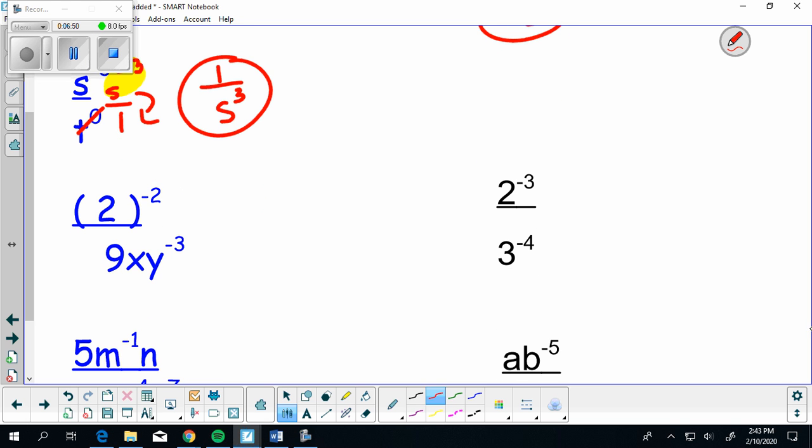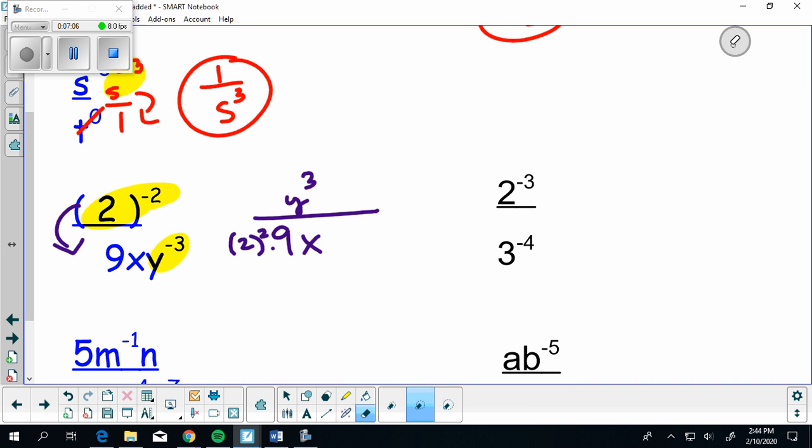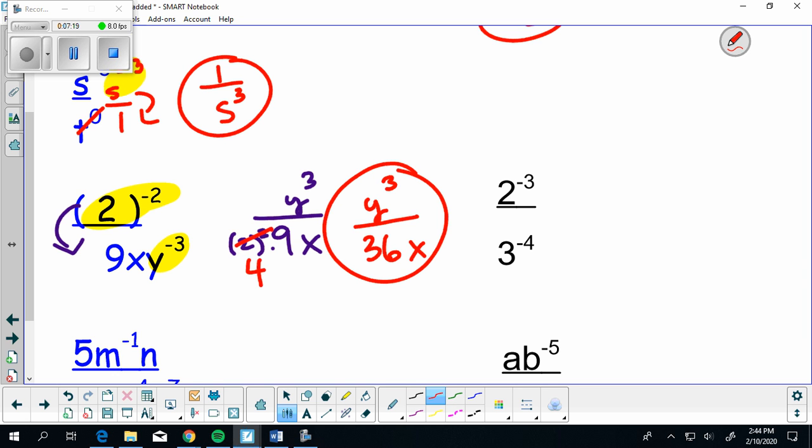Okay, we've got some other things going on here. He's unhappy, and just the y is unhappy. The 9x is perfectly fine where it is. So I keep the 9x. I'm going to move this down to the bottom, and I'm going to put it in the front since it's a number. And then the y to the third is going up top. So 2 to the second power is 4. So y to the third, and 4 times 9 is 36. And that's just an x. That's my answer.